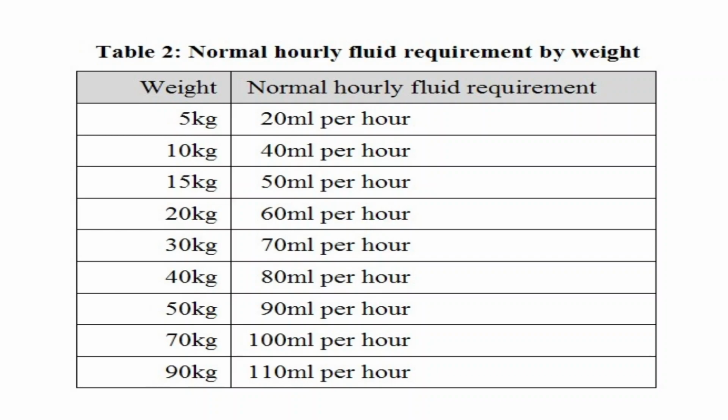Now, the normal hourly fluid requirement: to maintain the fluid balance, there should be a regular supply of water to the body. In a person having 5 kg weight, it's around 20 milliliters per hour. Now, you calculate the total requirement of water for a child having 5 kg weight. Whereas in a person having 90 kg body weight, it's around 110 milliliters per hour. So the requirement of body water is mainly dependent upon the body weight.